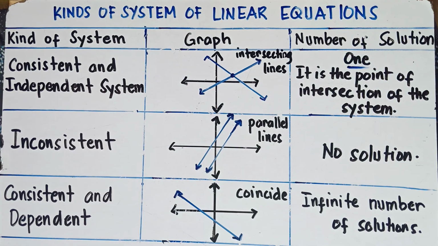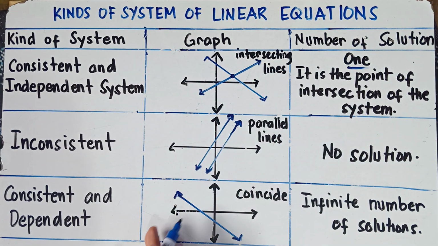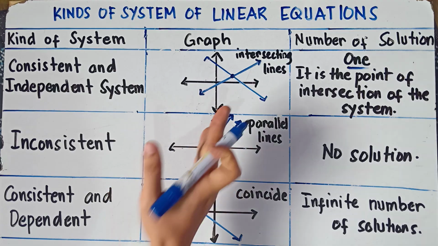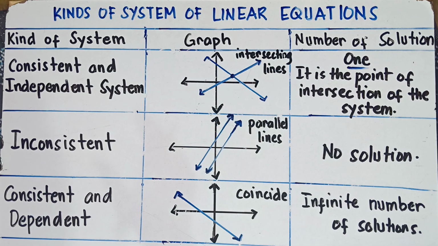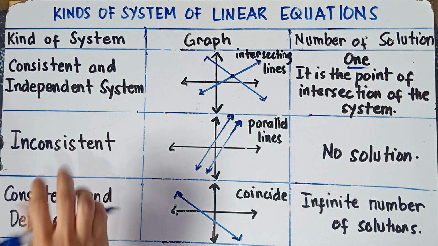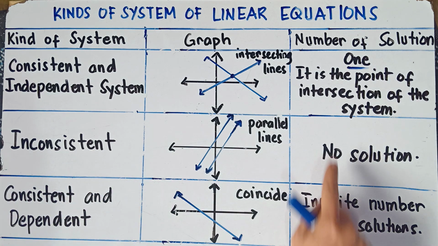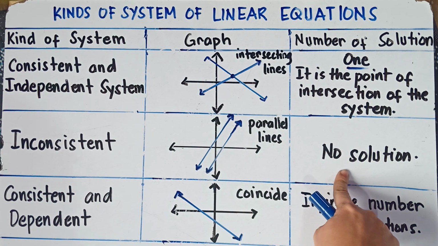Now, when you plot those equations and you have parallel lines, 2 lines that are parallel to each other, therefore the kind of system will be inconsistent, and the number of solutions will be no solution.